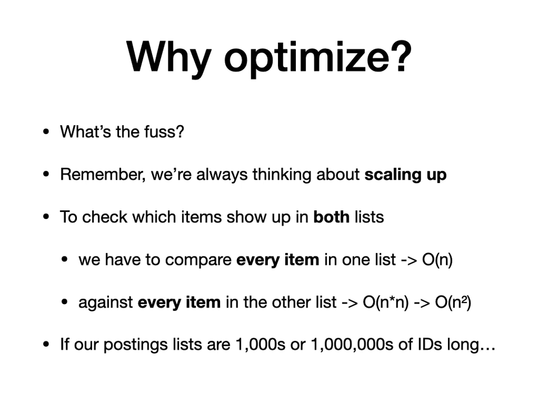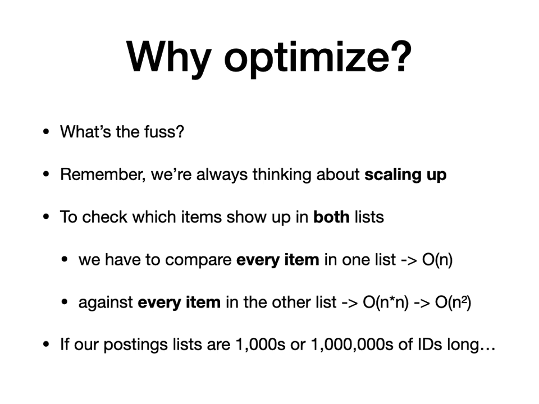Oh, so now we're comparing for each item in the list, we're doing a whole other list. Big O of n squared. Now, that's okay if our postings lists are 10 and 20 things long, if we have a small collection. But if we've got millions of IDs in each posting list, that's a lot of processing power. We're just kind of flushing it down the toilet. So that's why we optimize.